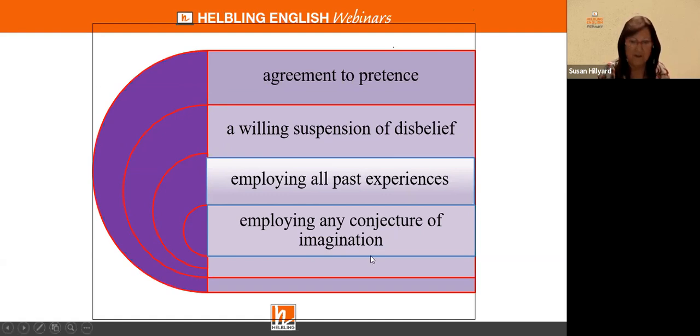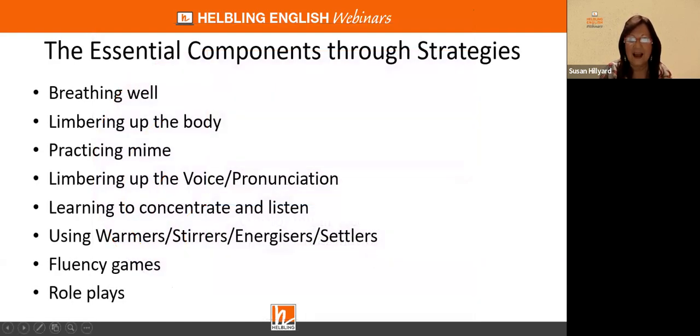There we go. Now we've had the theory, and now we're going to go on to the components. Very, very important that you teach your students to breathe well. They are going to have to use their voices in the classroom, and to use their voices, to speak the language, to think well, they need to breathe well. And so you need to teach breathing exercises. I did my breathing exercises before I came here today.